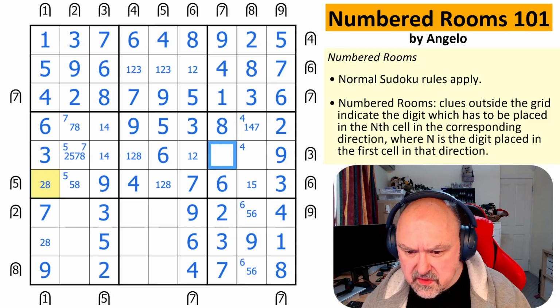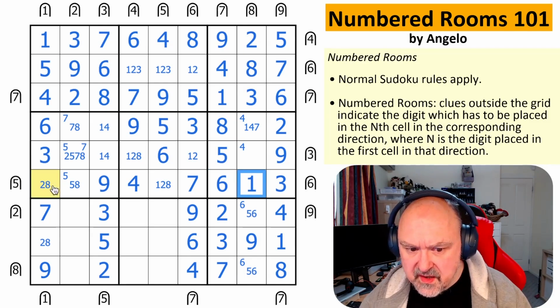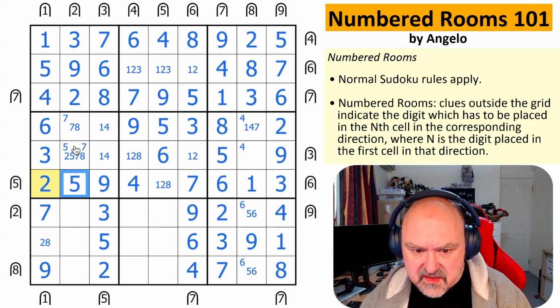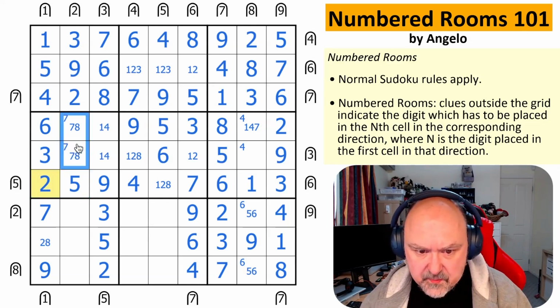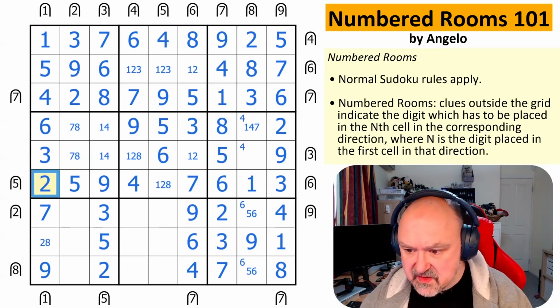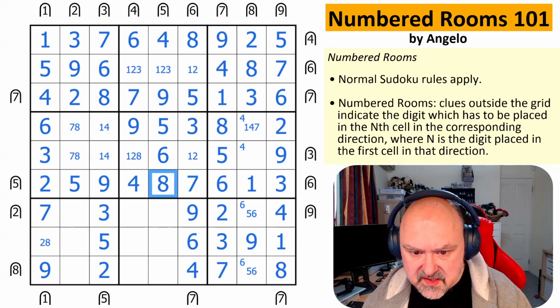This is now 1, 2, 3, 4, 5. Yep, 5, which makes this 1. And now 5 is not in the 8th spot, so that has to be 2, so that is 5. This is now a 7-8 pair, and now we must just be down to Sudoku because I'm pretty certain all the numbered rooms clues are done.